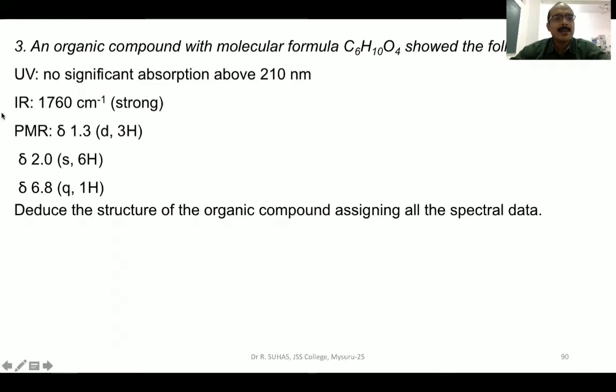PMR: there are three different types of protons: 1.3 doublet 3H, 2 singlet 6H, 6.8 quartet 1H. So there are three types of protons. Here you don't have to convert it into H, because no integration squares are given. It has directly given the number of protons. 6 plus 3 is 9, 9 plus 1 is 10. So H10, it is matching with the PMR. Having all this data, we have to deduce the structure of the organic compound. We will see how we can substitute.